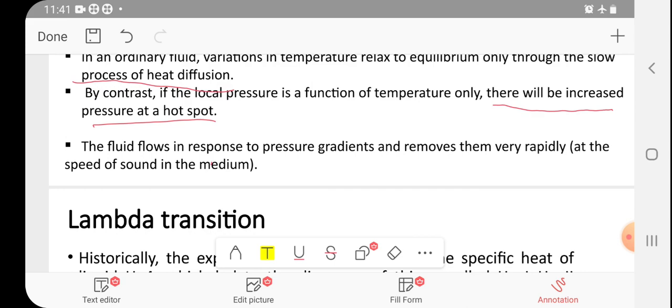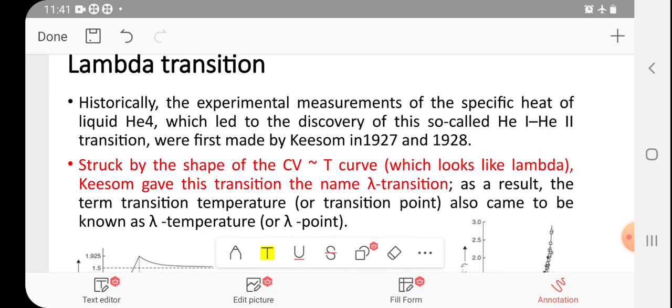So the main theme of this particular slide is that liquid helium does not show any boiling activity.